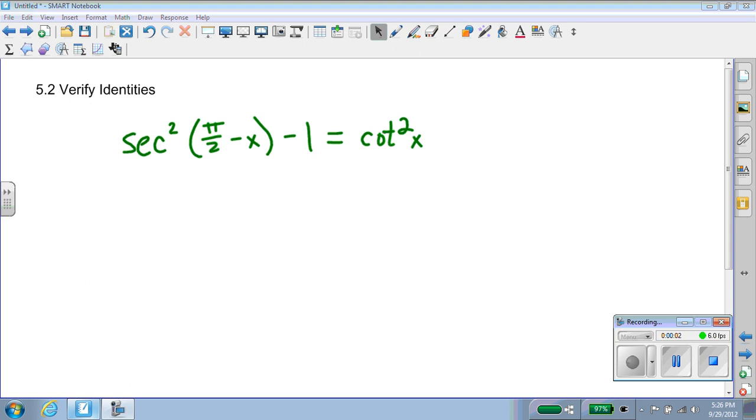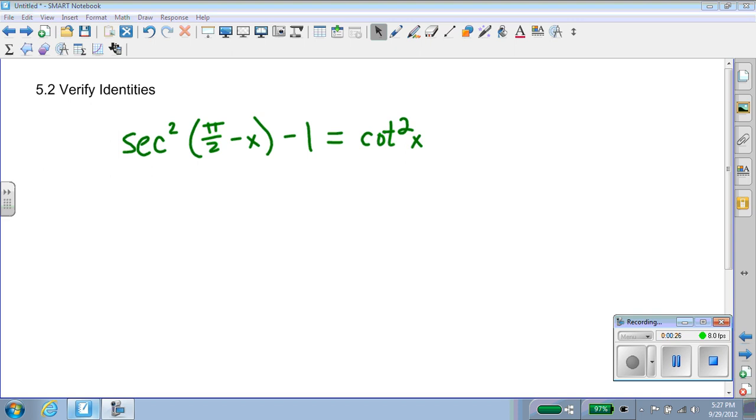Today we're going to talk about verifying identities. And I'd like to put a few ground rules in place first. Verifying identities is like doing geometric proofs. So technically, we should have statements and reasons, and every step should be justified by a reason.